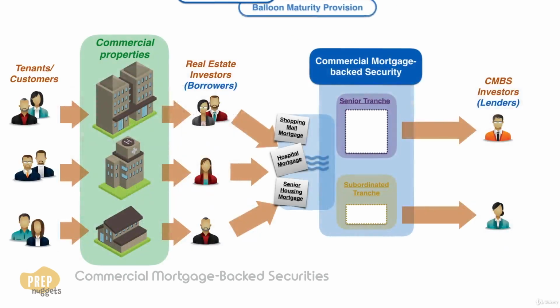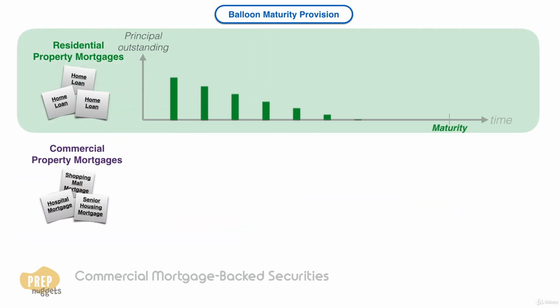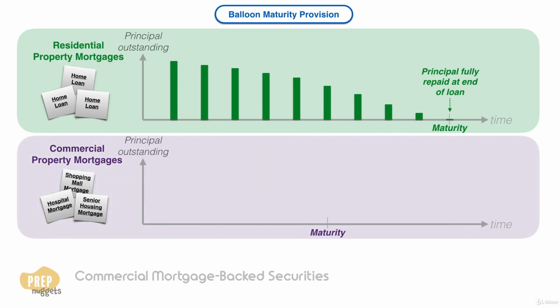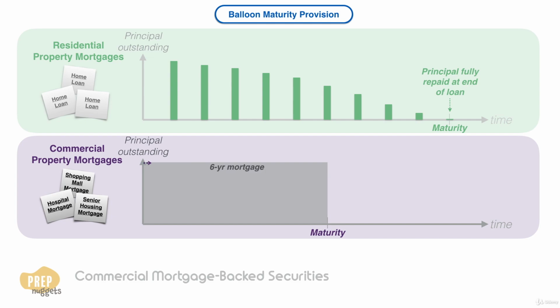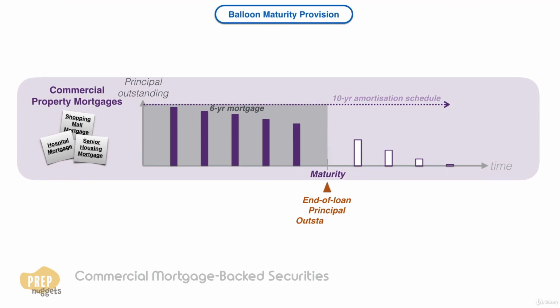Besides call protection, the other unique characteristic of commercial MBS is the balloon maturity provision. Unlike residential mortgages, which are mainly fully amortizing loans where the principal is fully repaid by the end of the loan, many commercial property mortgages are typically amortized over a period longer than the loan term. For example, payments for a 6-year commercial mortgage may be determined based on a 10-year amortization schedule. At the end of the loan term, the loan will still have principal outstanding that needs to be paid. This amount is called a balloon payment.